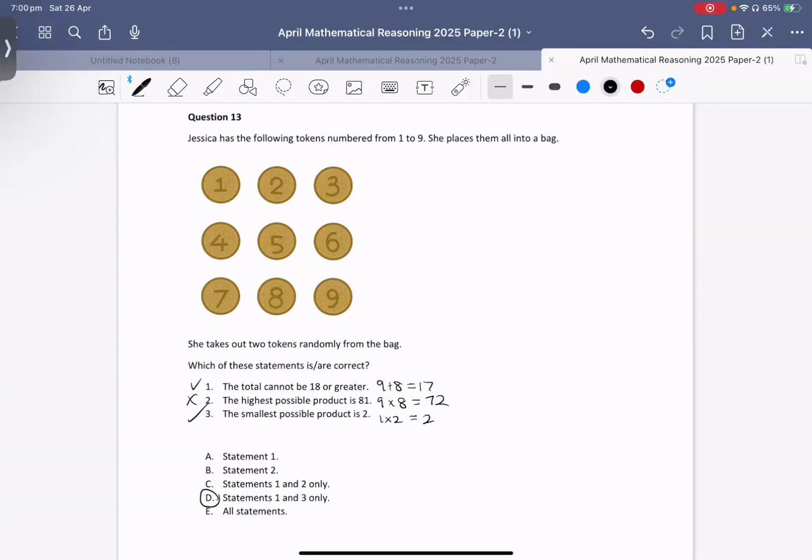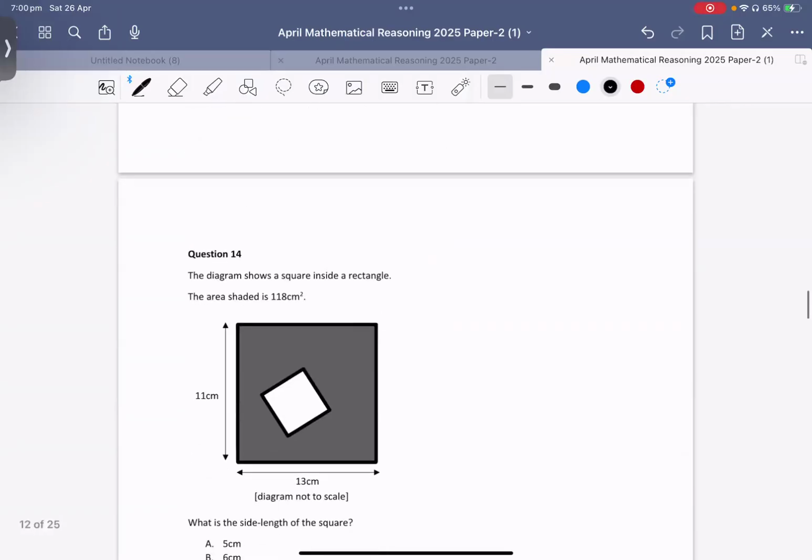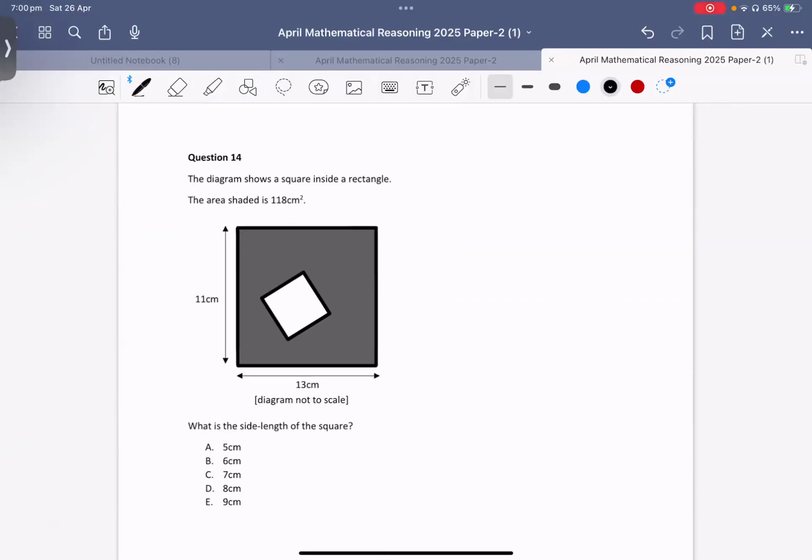Okay, cool. Question 14. The diagram shows a square inside a rectangle. The area shaded is 118 square centimeters. Remember, we get the shaded area from the big shape minus the little part that we've cut out. The area of the big shape, which is actually a rectangle, is 11 times 13.